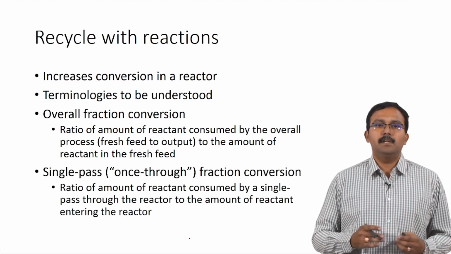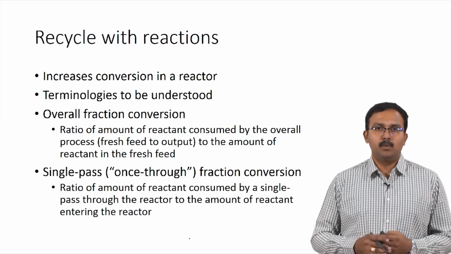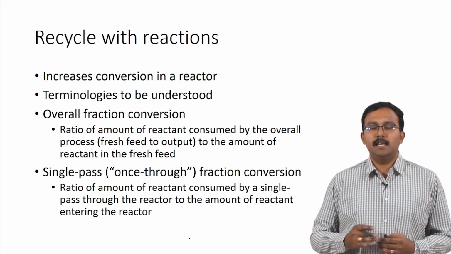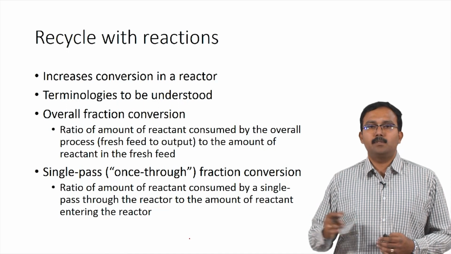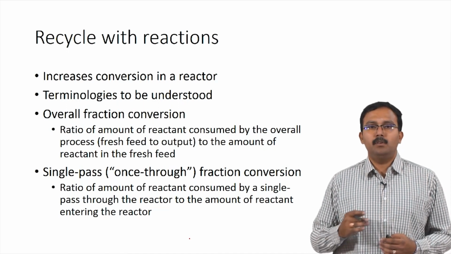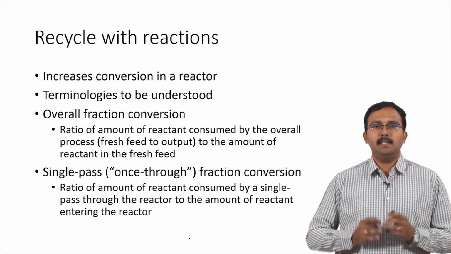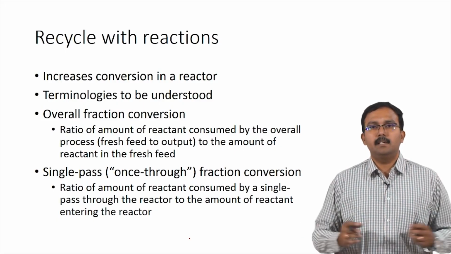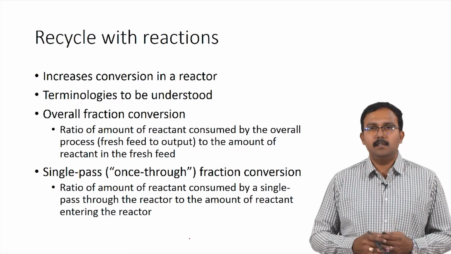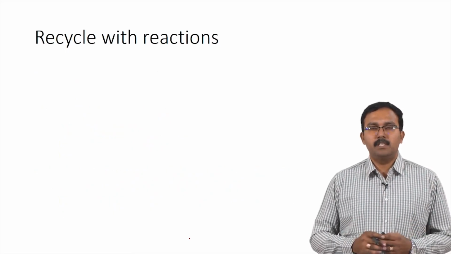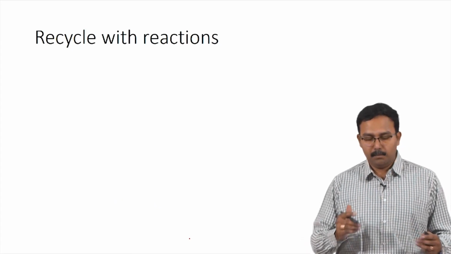You can also be given something called a single pass or a once through conversion. So this would be the ratio of the amount of reactant consumed by a single pass through the reactor to the amount of reactant entering the reactor. So here you are taking the reactor as the system and you are not considering the other components in the system. Let me explain this with simple flow sheets which would help you understand the process better.